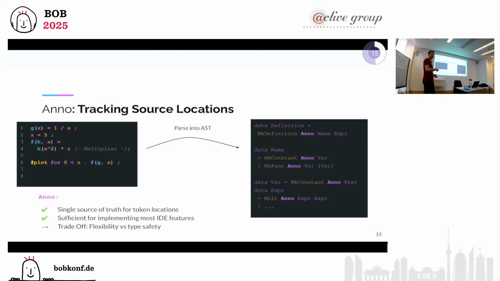Okay, so why is the annotype good? Well, it's a single source of truth, so we do not pollute our AST with all kinds of information that is part of the concrete syntax tree, and it turns out that it is sufficient for implementing most IDE features. I'm saying most because I've not implemented all. For all IDE features that I've implemented, this annotype was very much helpful for implementing these features.